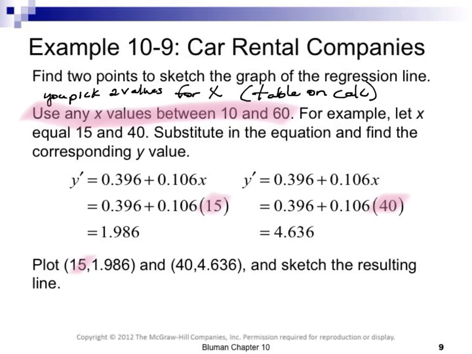Okay, these are your x's, right? And you calculated your y's. So this was the calculated value. You calculated this y and this y for those given x's. And that results in an xy coordinate that you can plot on a line.